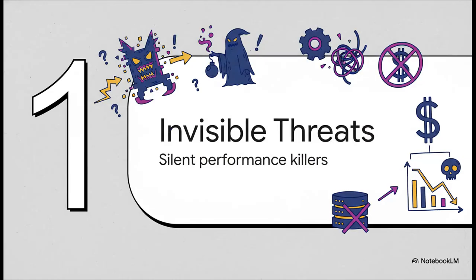Okay, first things first. Let's really get to know the enemy here. Because these aren't just little technical glitches. You have to think of them as active threats to your campaign's performance, to your bottom line. And honestly, just thinking of them that way is the first step toward building a strategy that's actually resilient.